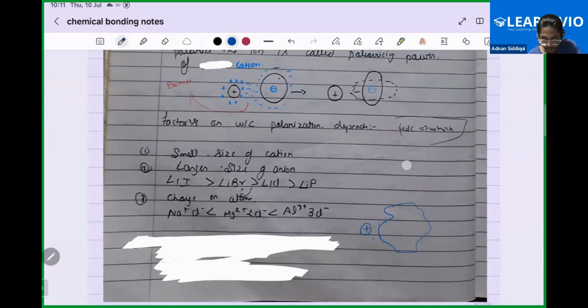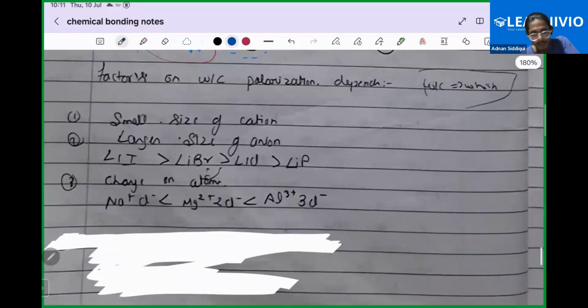So let us see the factors on which polarization depends. Small size of cation, as I mentioned, and large size of anion. If your cation is small and anion is large, there will be more polarization. We can see it with this example here.